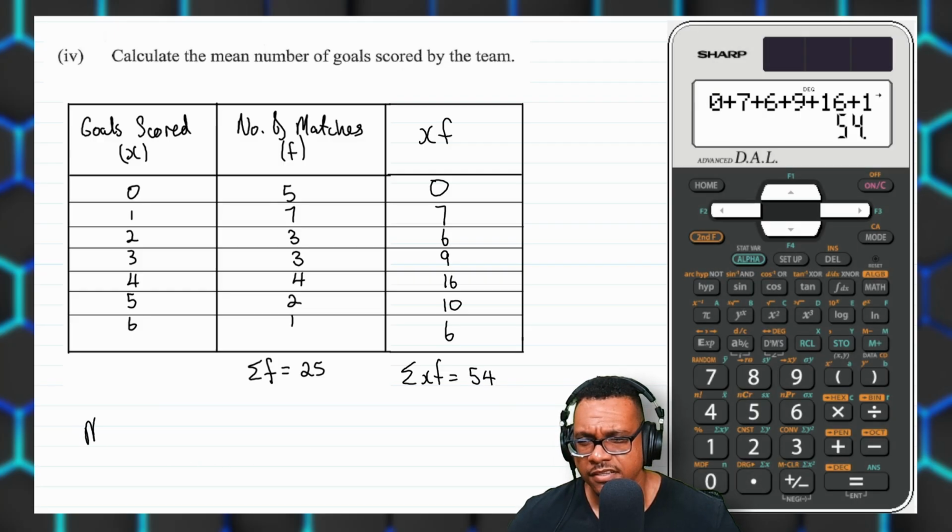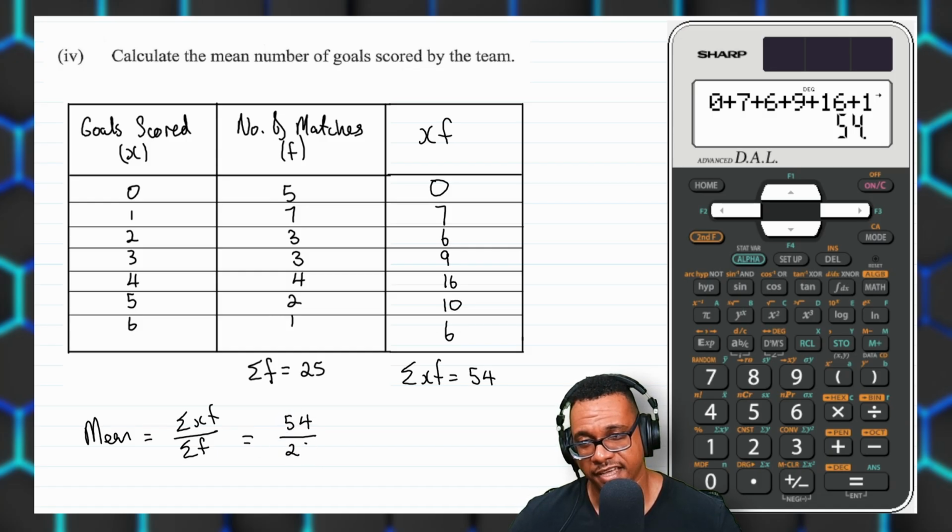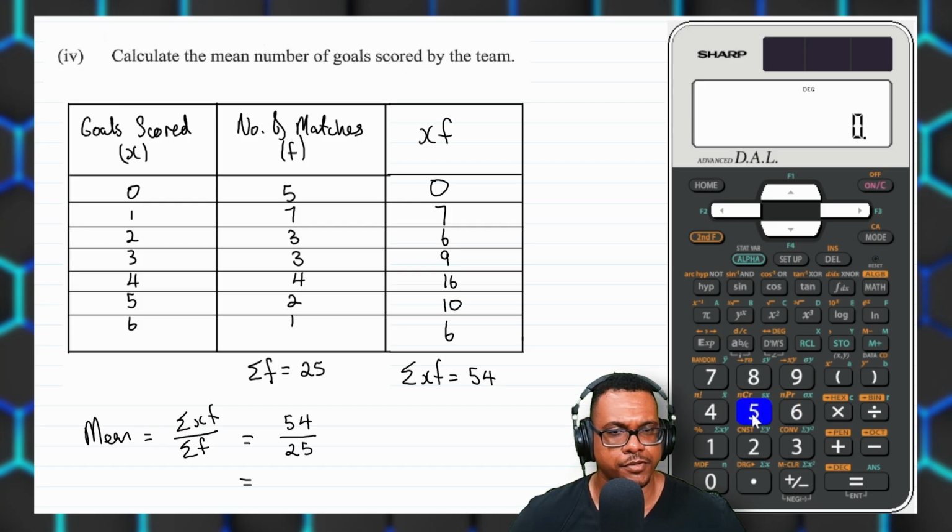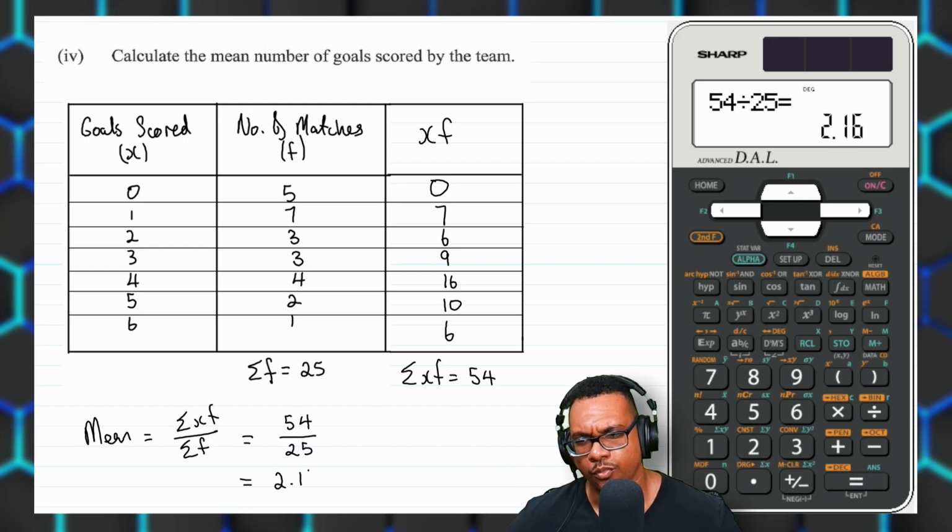So now the mean is equal to sigma xf over sigma f, which is equal to sigma xf, 54, over sigma f, which is 25. So that'll be equal to, and of course we use our calculator for that. So let's clear this off and put 54 divided by 25, which is equal to 2.16. So our mean is 2.16. And of course, that is 2.16 goals scored.